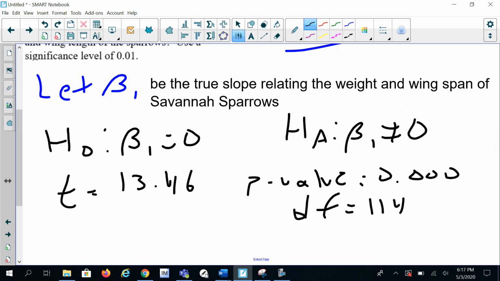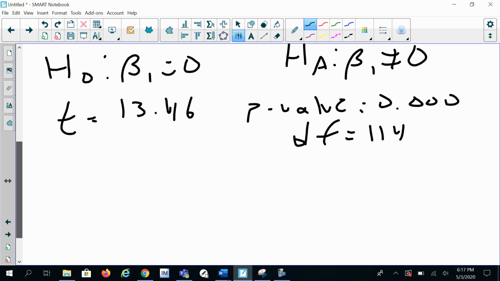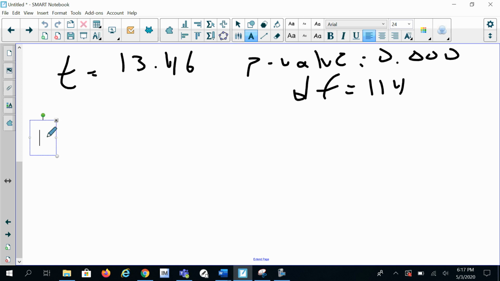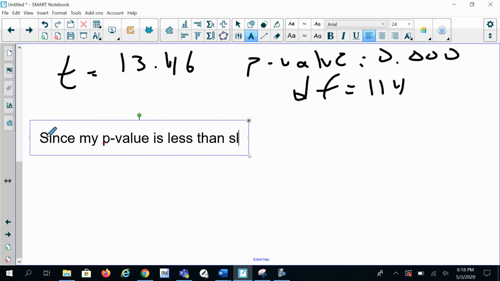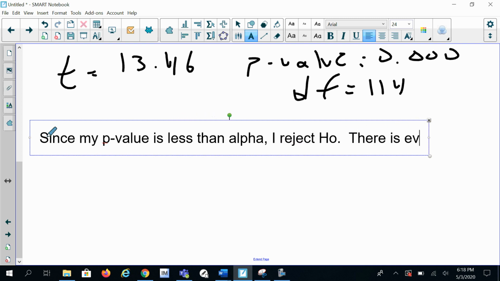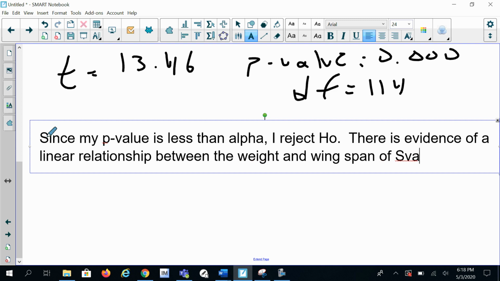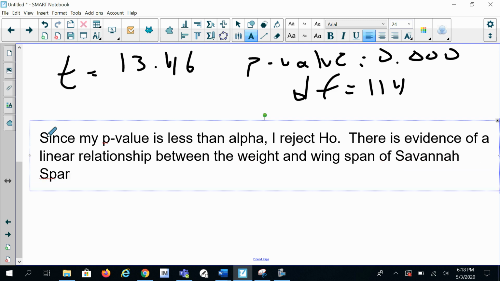So this is obviously a reject scenario again. If it was fail to reject, you just say fail to reject, and there is no evidence of a linear relationship. So let's write that out. Since my p-value is less than alpha, I reject H0. There is evidence of a linear relationship between the weight and wingspan of savanna sparrows.